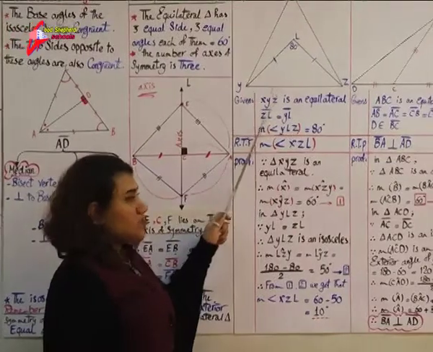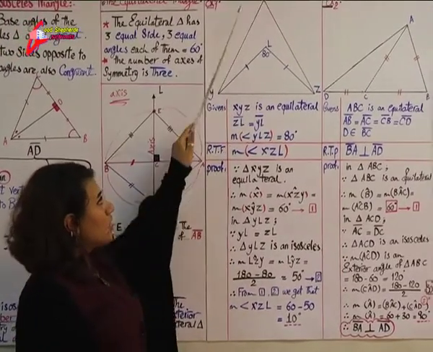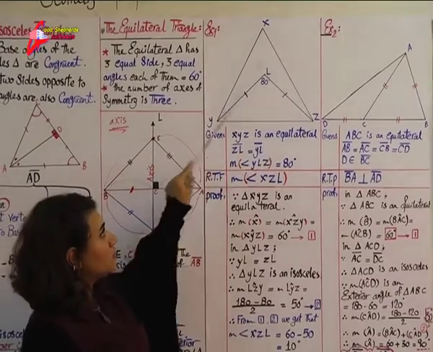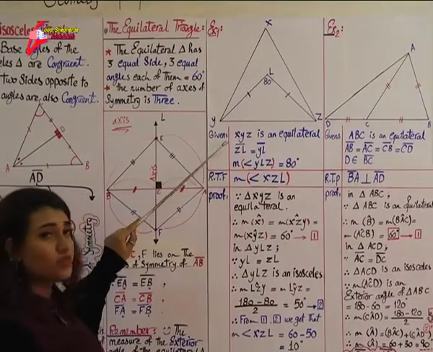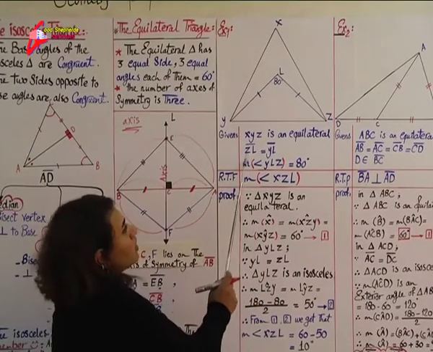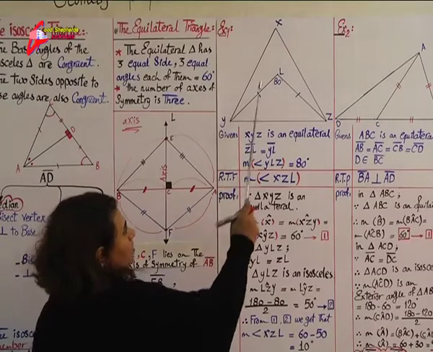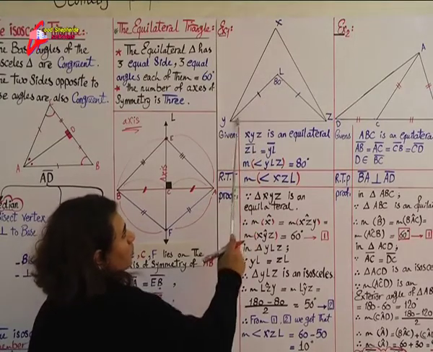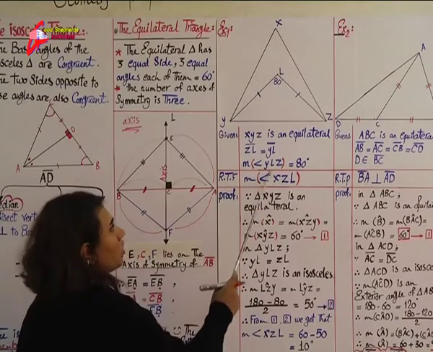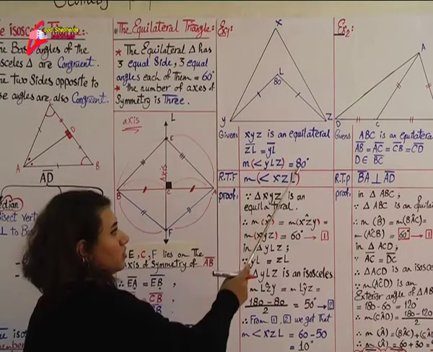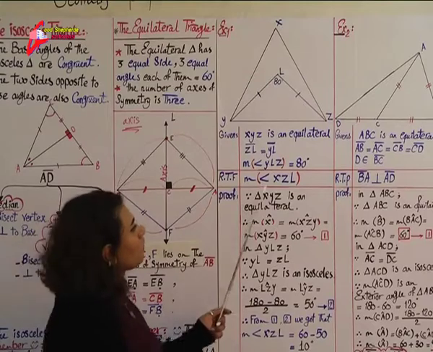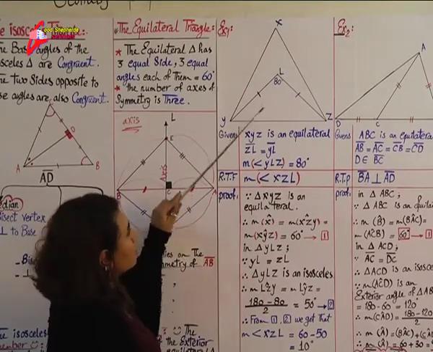Example number 1 on the isosceles and the equilateral. Here you have triangle XYZ. It's an equilateral triangle, and he didn't make dashes here, so pay attention. You have to read the givens very well. XYZ is equilateral, and in the other triangle ZYL, you have that LY equal LZ, also given. The measure of angle YLZ equals 80 degrees. Required to find, using proof, the measure of angle XZL.